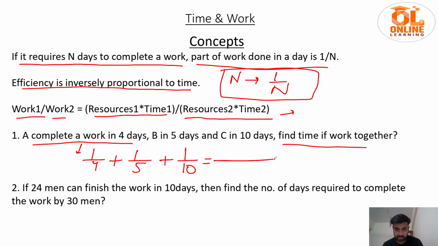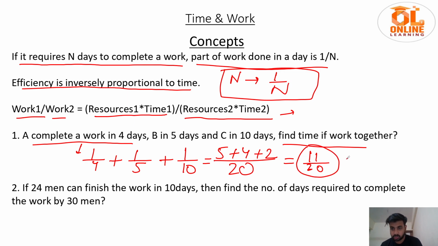Now if we take the LCM, it will be 20. So 4 5s are 20, 5 4s are 20, 10 twos are 20. So 5 plus 4 plus 2, that is 11. So 11 by 20 work is done by them in 1 day. So they will complete the work in 20 by 11 days. Just reciprocal.